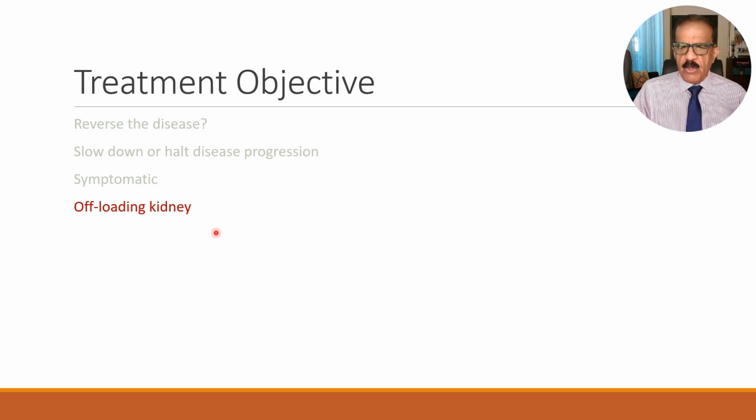Then offloading the kidney. Now this is a very, very important concept. Up till this time, we were trying to preserve kidney function or improve kidney function. But one strategy is to offload the kidney. We have tried our best to improve kidney function, but at the same time, if we can reduce the burden on the kidney, I think that will also help the patient and will improve kidney function.